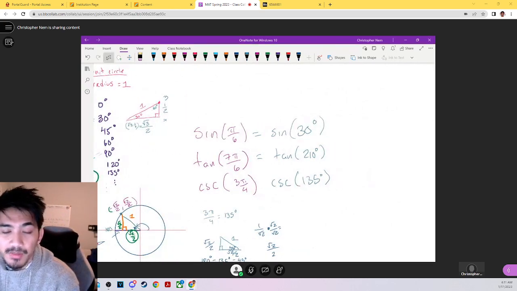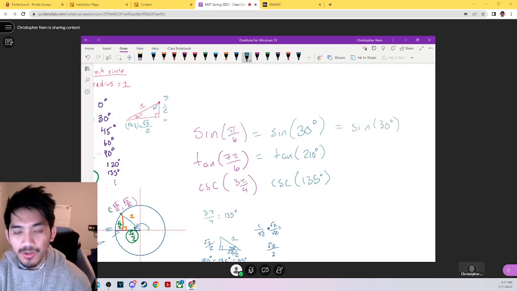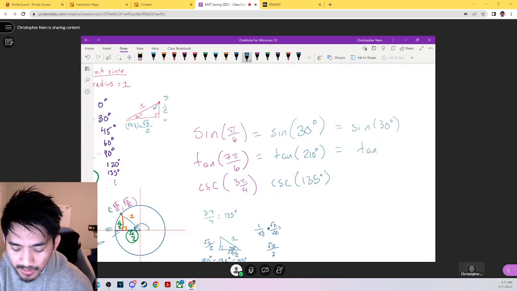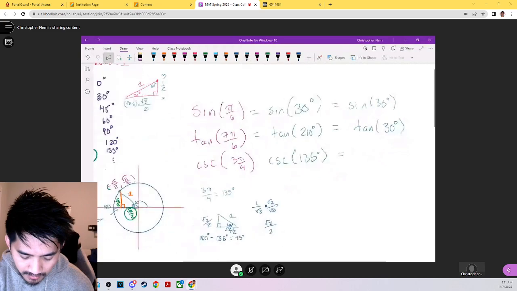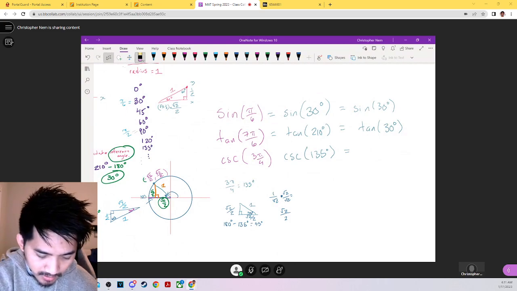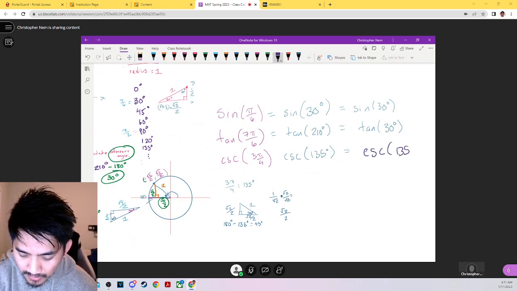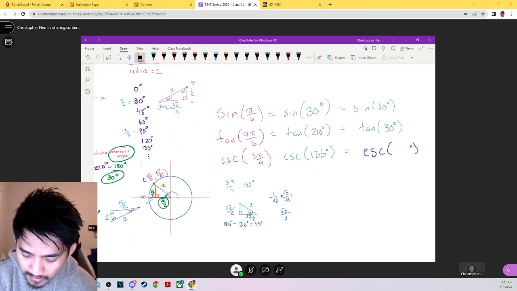Now, once you have your angle measurements with these trigonometric ratios, to get the exact value, you still have to calculate the reference angle. So this stays as sine 30 degrees. Now draw your triangle out. This should be tangent of, I believe it was 30 degrees as well. And then this is cosecant of 135 degrees, oops, 135. That's 45 degrees.